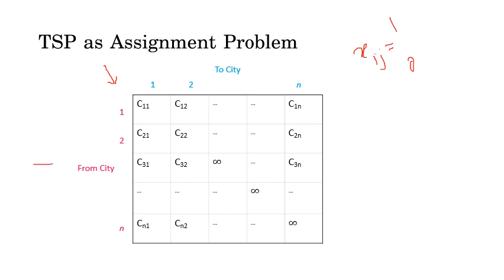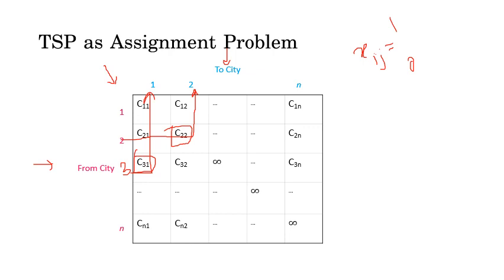On this axis we have from city, and on the horizontal axis we have to city. So for example, if the salesperson travels from city 2 to city 2, then the cost incurred is C22. Similarly, if the salesperson travels from city 3 to city 1, then the cost incurred is C31.